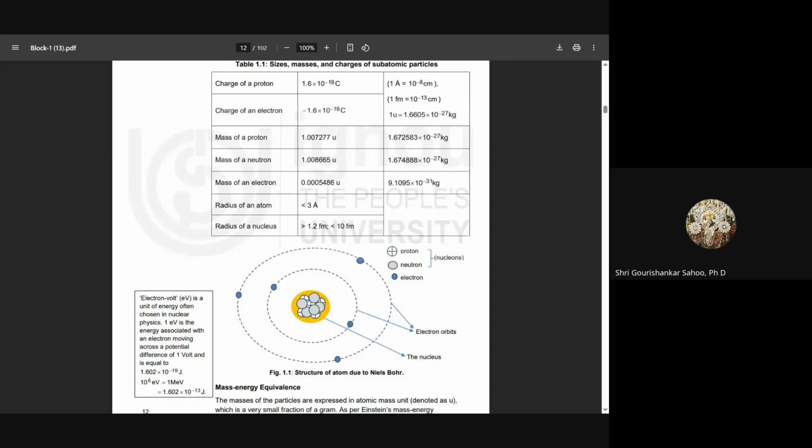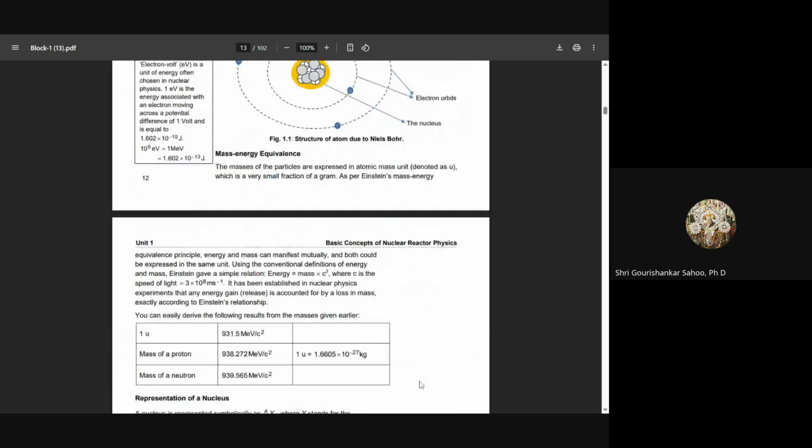And the average radius of the atom is less than 3 angstrom. 1 angstrom is 10 to the power minus 10 meter. And the radius of the nucleus is around 1.2 fermi, where fm is equal to 10 to the power minus 15 meter. So this is Bohr's picture.